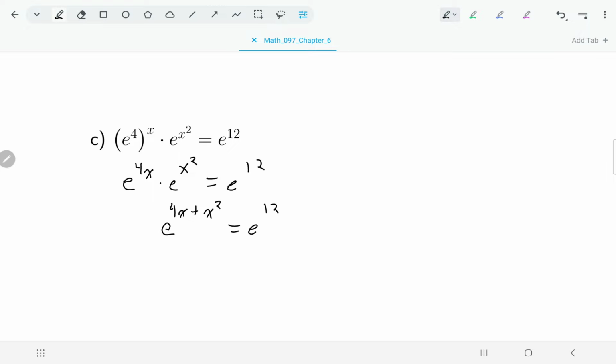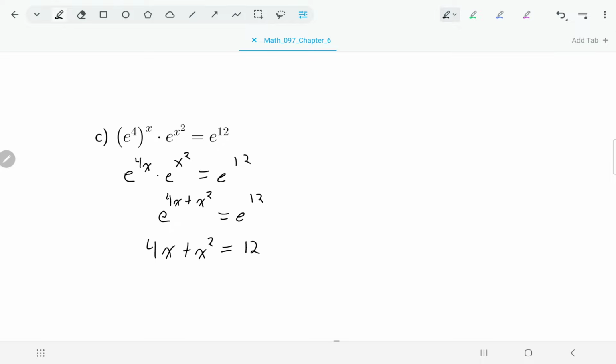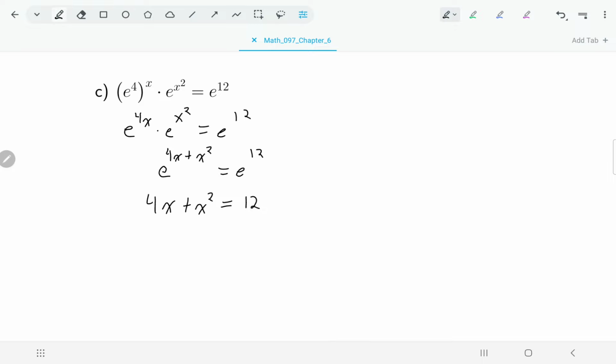And now I can say, good, I have two exponential functions equal to each other, both with the same base, so the powers must be equal. 4x plus x squared must be equal to 12. And easy enough for me to solve now. I'll just bring everybody to one side.